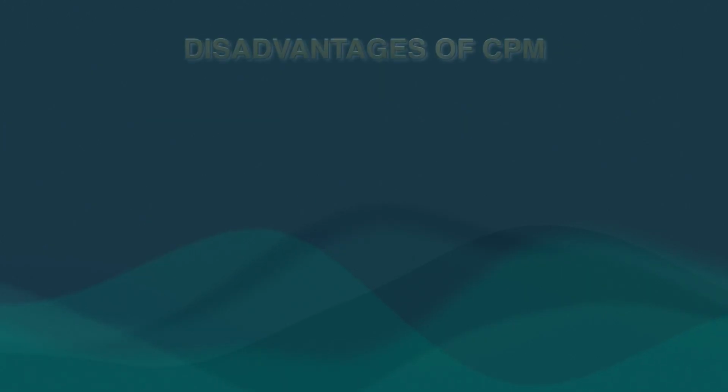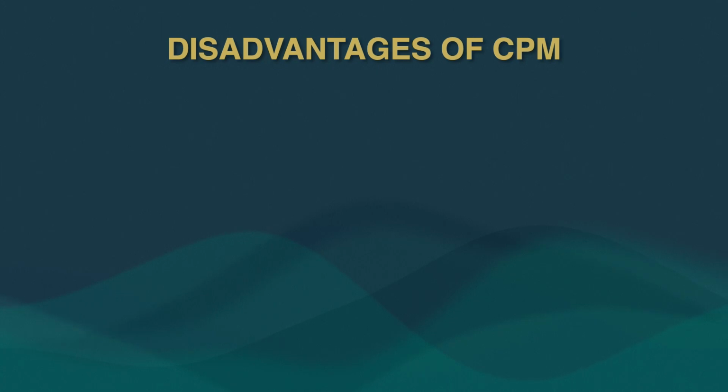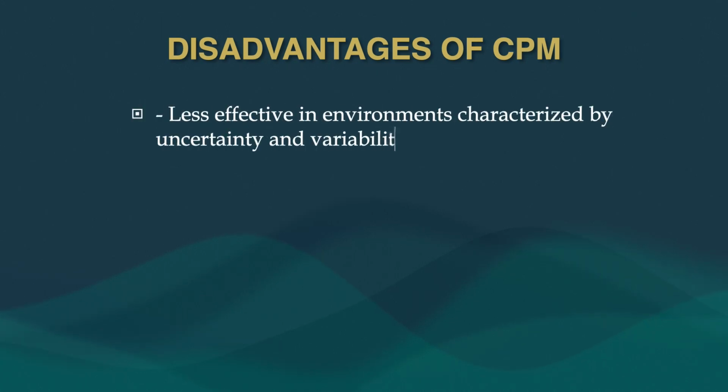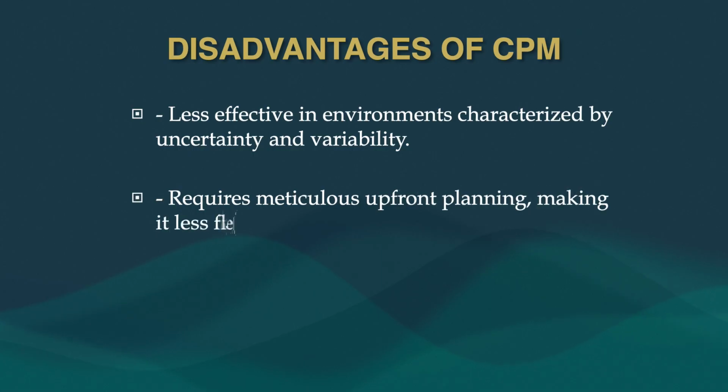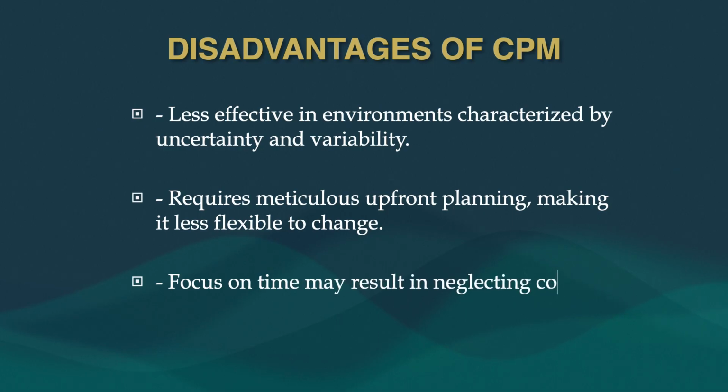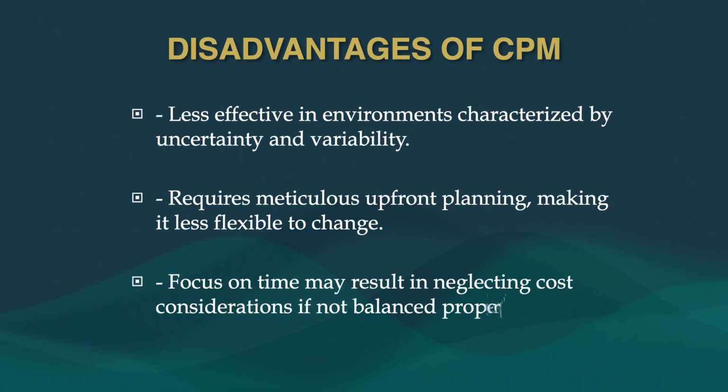What are the disadvantages of critical path method? Number one, less effective in environments characterized by uncertainty and variability. Requires meticulous upfront planning, making it less flexible to change. Focus on time may result in neglecting cost considerations if not balanced properly.